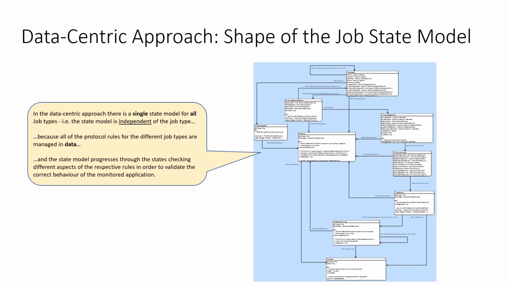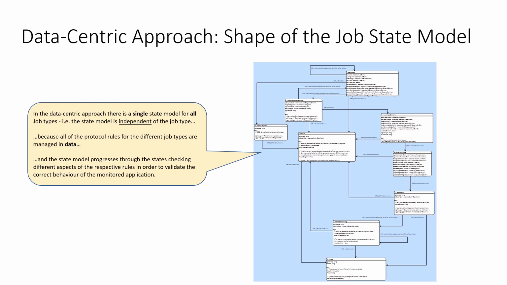And here's the state model for a job. It works for all types of job. It is applicable for all job types because its role is simply to verify that the protocol rules for a given job type are being adhered to. And it does this by progressing through a series of states that check different aspects of those rules, which are themselves defined by the class model, not the state model.